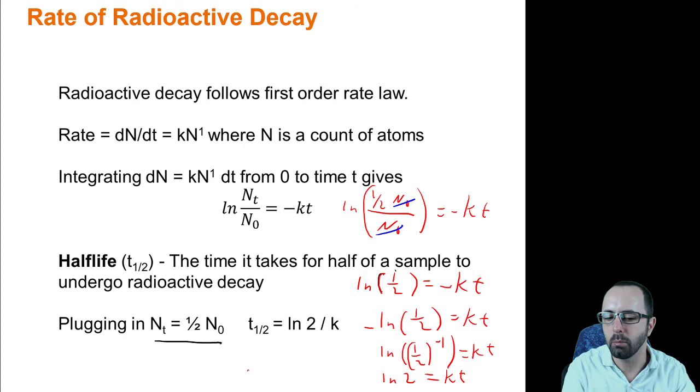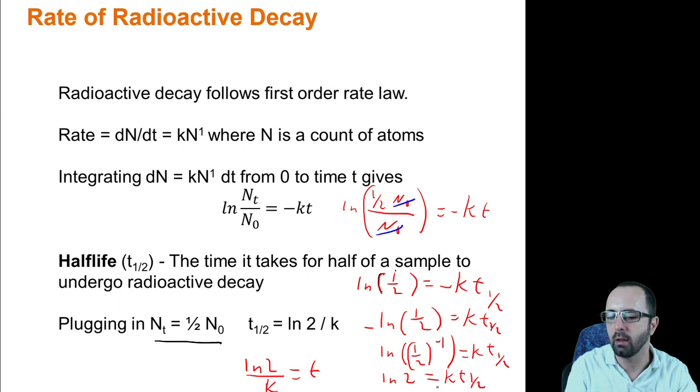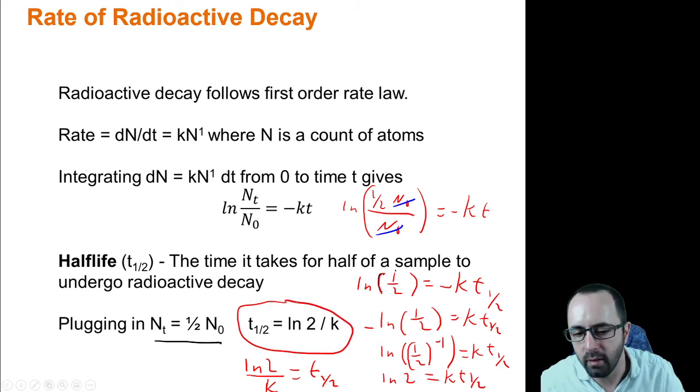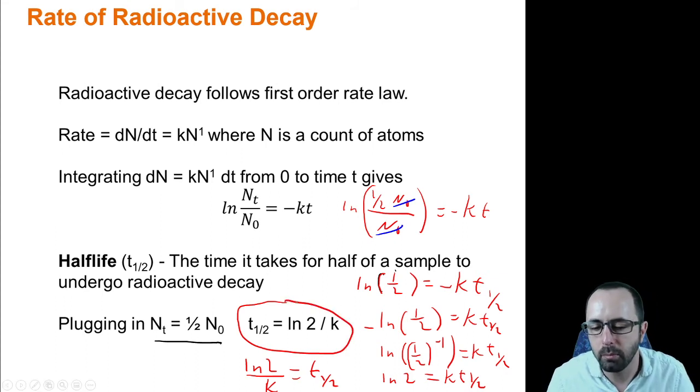And then if you divide both sides by k, you get the natural log of 2 over k equals the time. And the time we're talking about here is the half-life, which we call T1/2. This is a particular time, the half-life. And so that's where this formula comes from. And we're going to use this formula in the next problem.